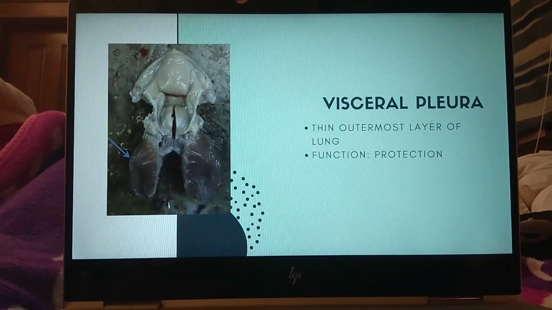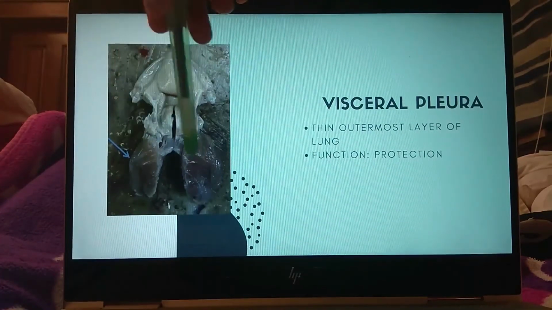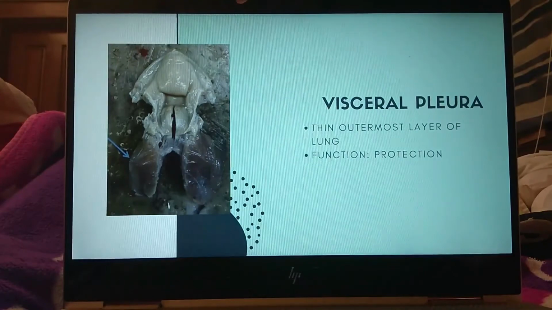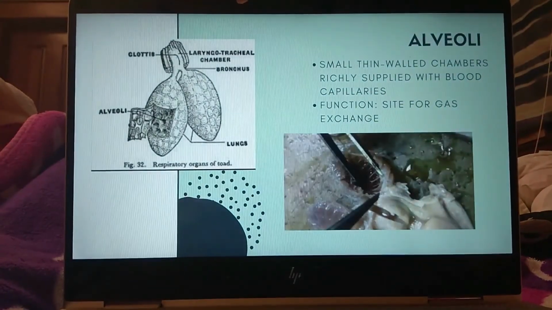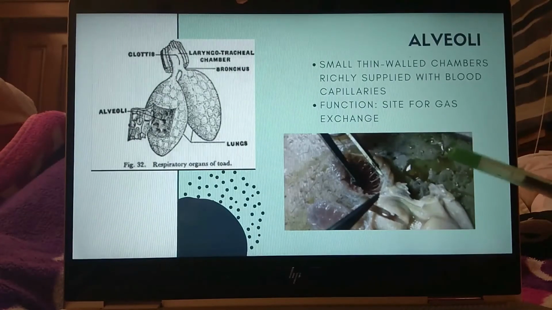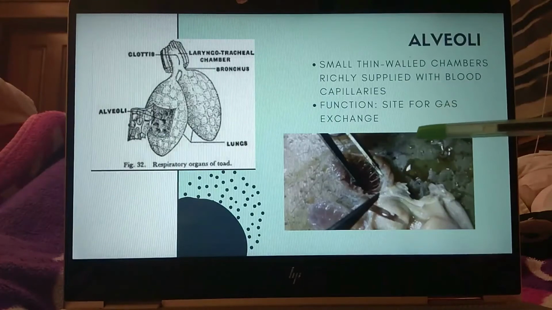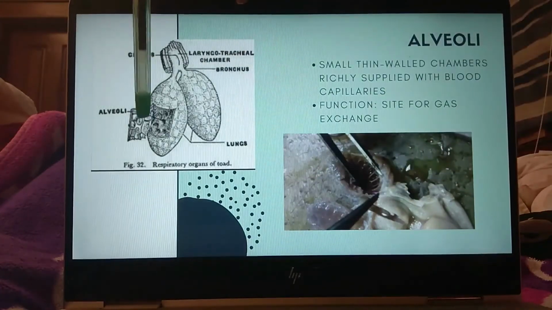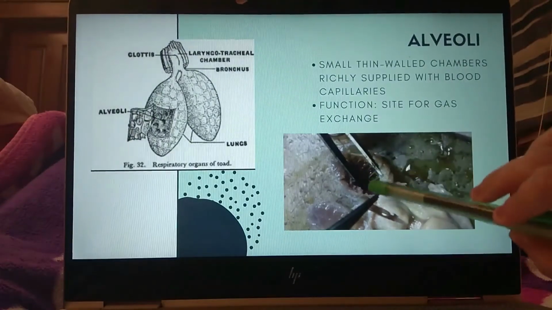Next, we have the visceral pleura, which is the thin outermost covering of the lungs that is lined with simple squamous epithelium. They function as protection for the lungs as they serve as a covering. So these are found outside the lungs. Next, we have the alveoli, which are small thin-walled chambers richly supplied with blood capillaries. These function as a site of gas exchange. So here the alveoli are found inside. These are the alveoli.